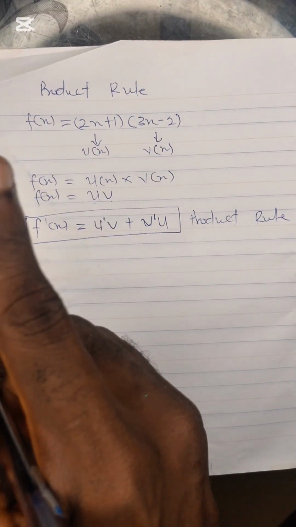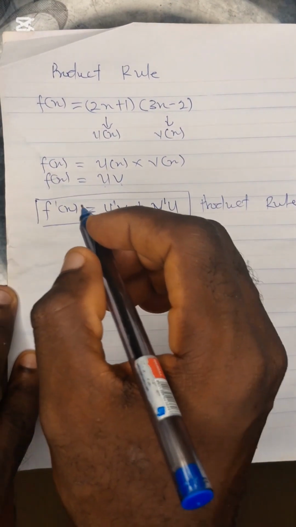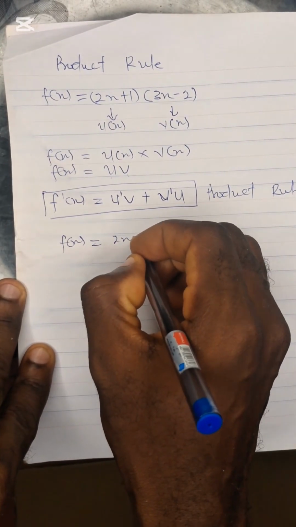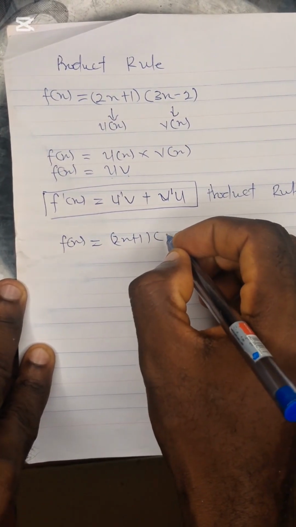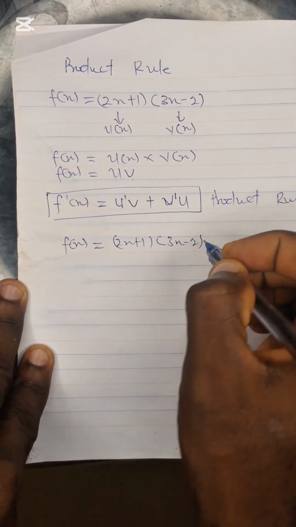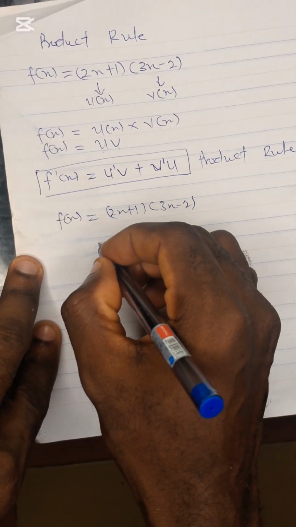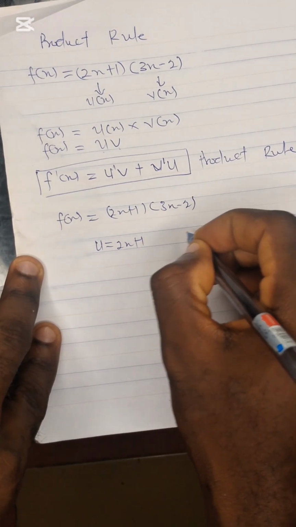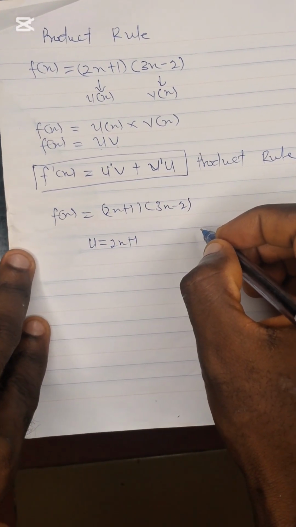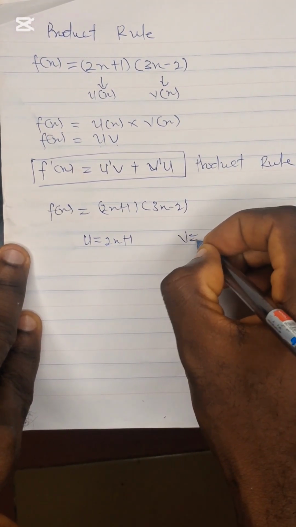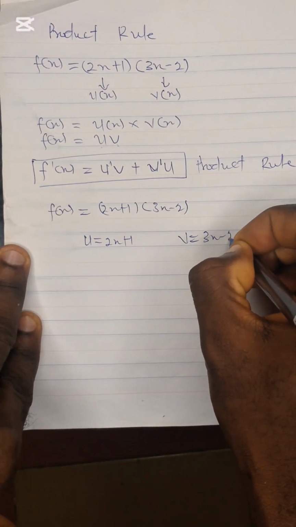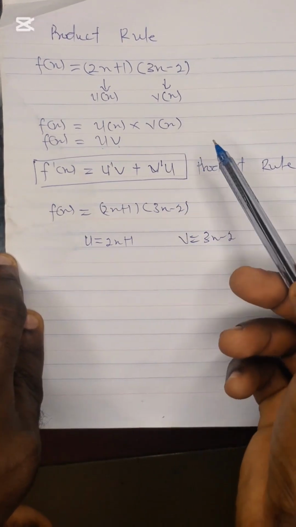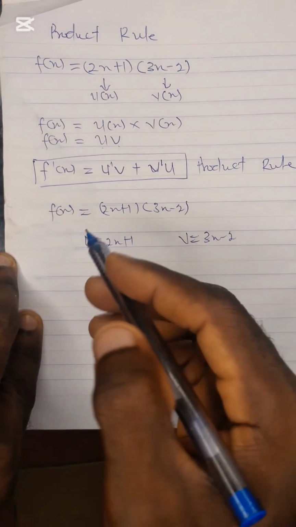Let's look at the example above. We were given that f of x is equal to 2x plus 1 multiplying 3x minus 2. Now, in this case, our u is equal to 2x plus 1, and then our v is equal to 3x minus 2. In the formula, we have u prime, which is the differential of u. We have v prime, which is the differential of v. So we are going to need them.